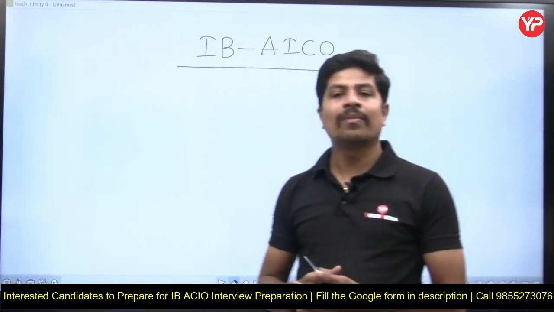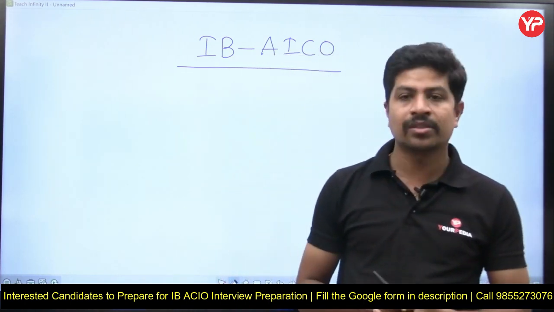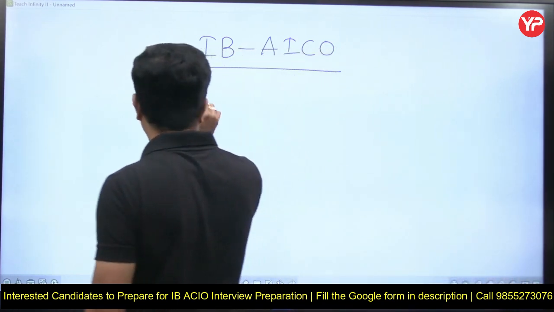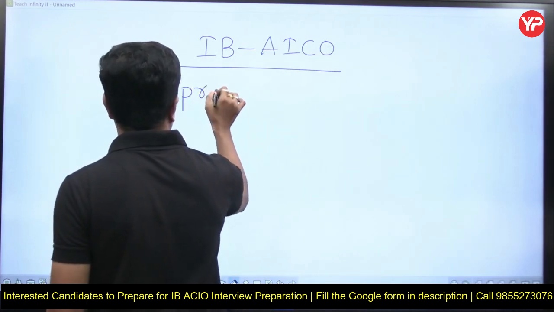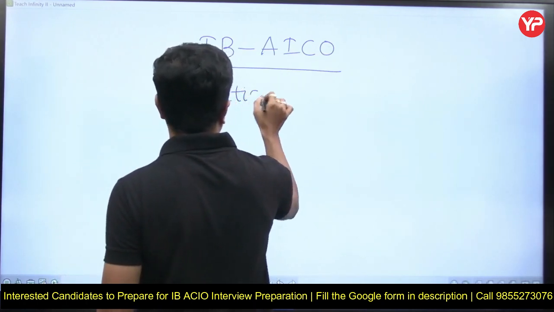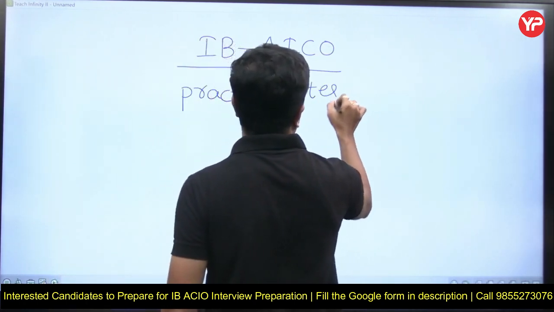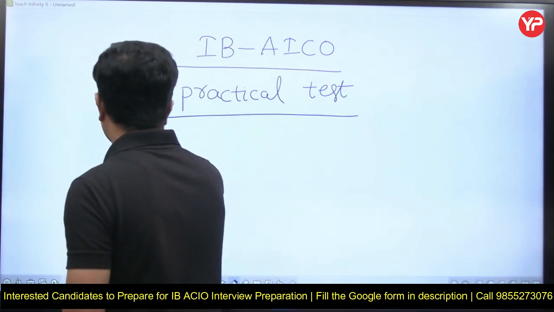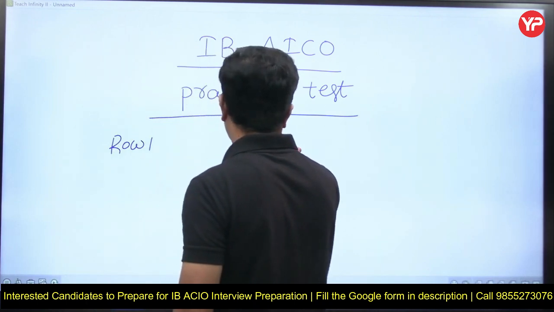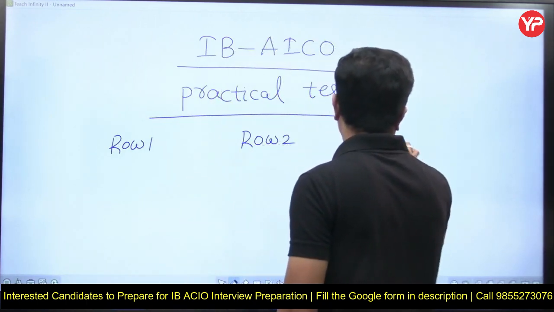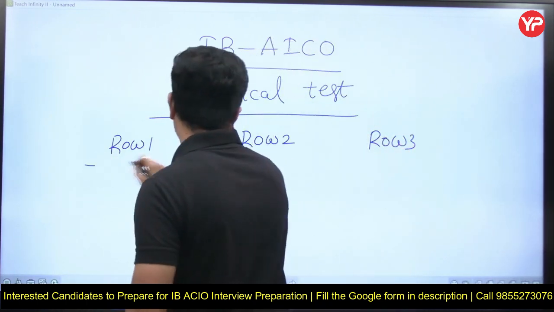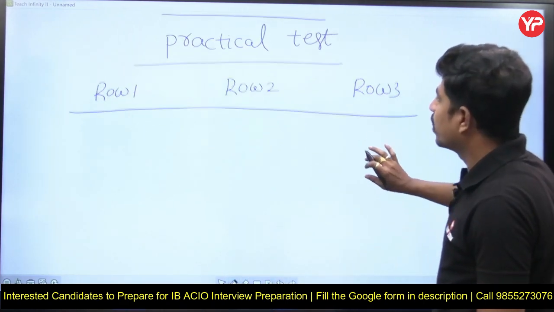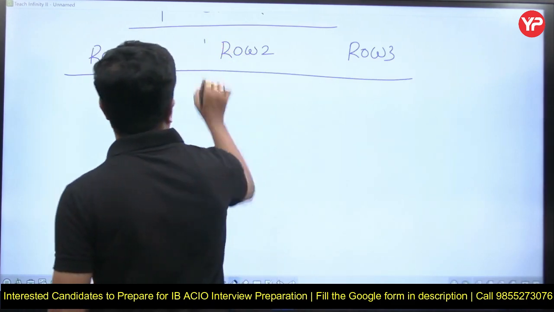You are from electronics engineering or computer science, typically there will be 3 rows. Suppose you go for the practical test, I am talking about the practical test first. In the practical test, this is row 1, this is row 2 and this is row 3. The rows need not be in the same sequence, there may be a different sequence, but there will be 3 rows in the practical test.